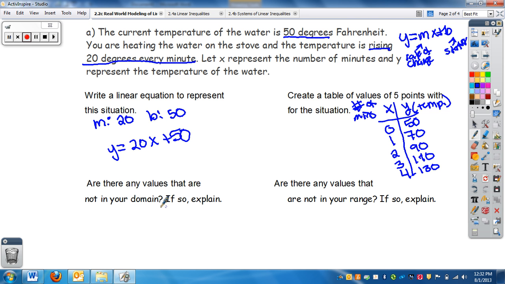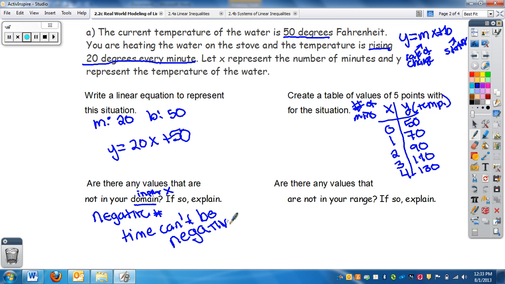So then we need to think of your domain, which, remember, is your input, which in linear situations is always x. What values of x are there? Well, if you think about it, x cannot be negative. You cannot have negative time. So we can't have negative numbers, and the reason for that is time can't be negative. You can't go backwards in time. You can in the movie Back to the Future, but we don't have the capability like they did.